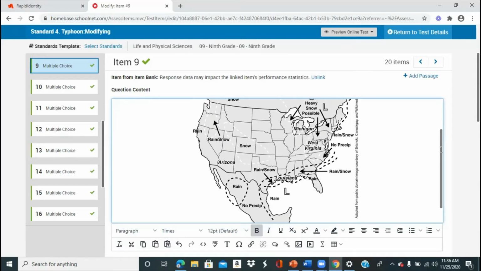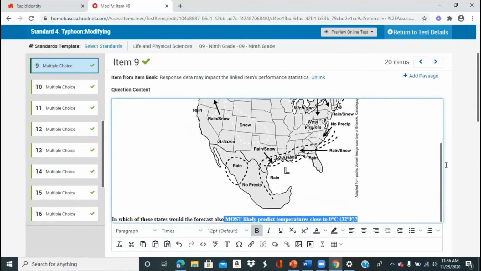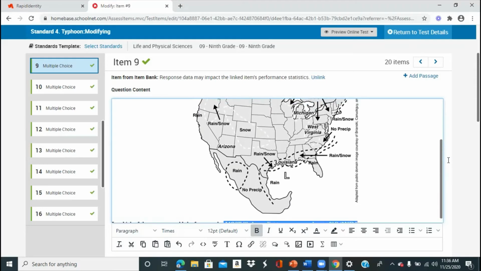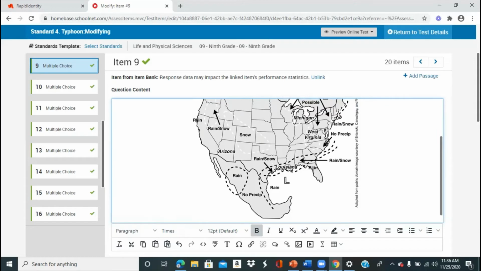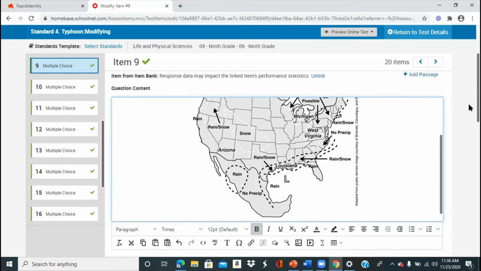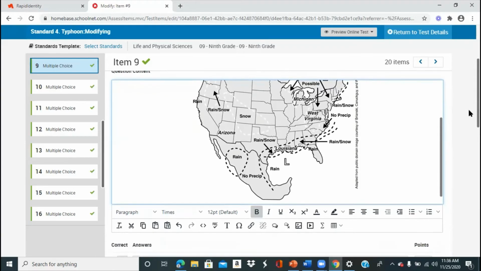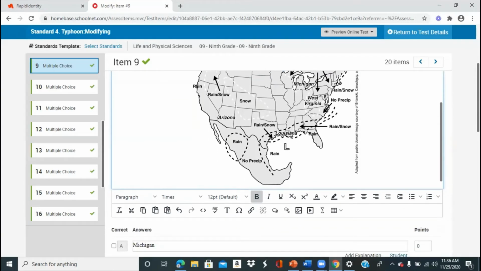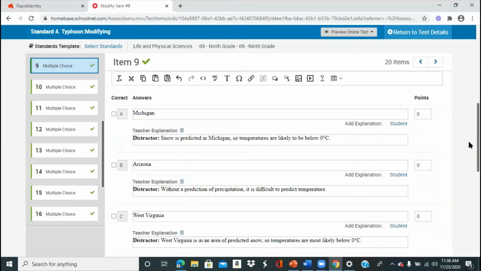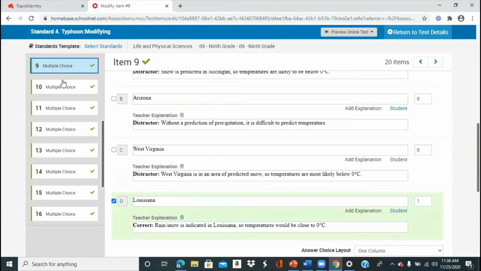So among all the 3 or 4 states that you have here, which do you think would be close to 0 degrees, or cold weather or rainfall, with 32 degrees Fahrenheit? After observing that, that should be the state called Louisiana. Any other state will serve as a distractor because the map shows that Louisiana would not have that much snow, but mostly cold weather brought about by rainfall. So Michigan, Arizona, and West Virginia are distractors, and Louisiana is the best answer.